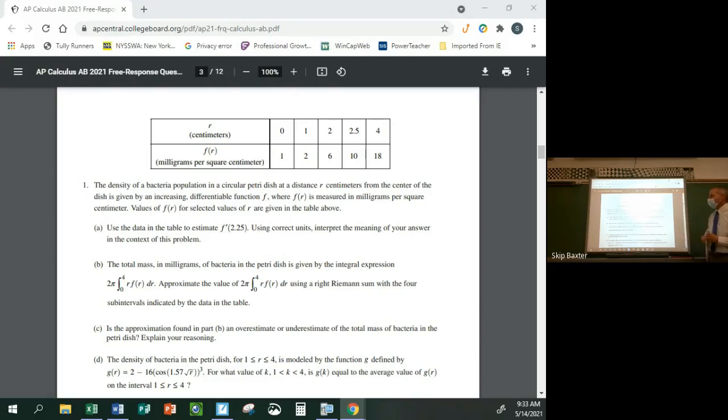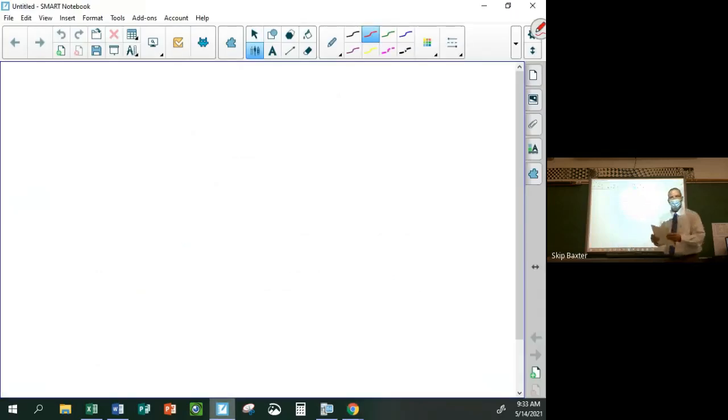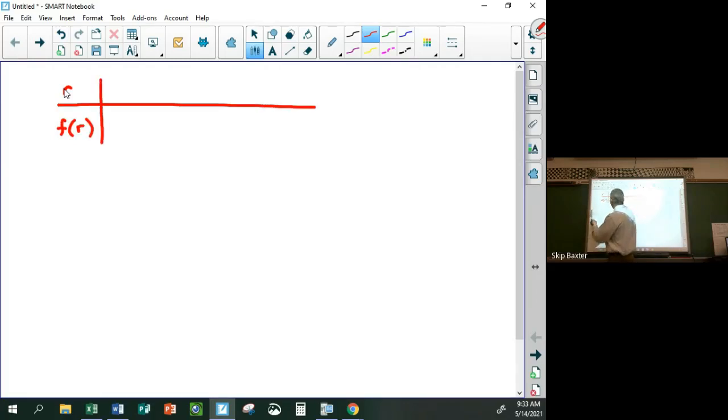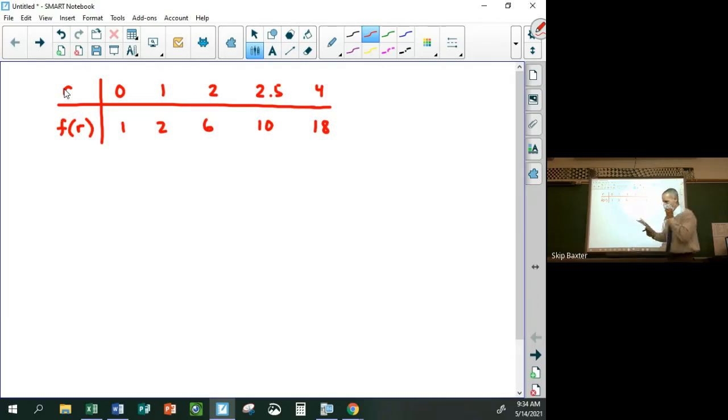Okay, so for the first thing, you want to just estimate f prime of 2.25. So how do you do that? Let me reproduce the table here. So we have r, f of r. Hopefully you guys haven't forgotten everything. 0, 1, 2, 2.5, and 4. And then 1, 2, 6, and 18. So how do you estimate f prime of 2.25?